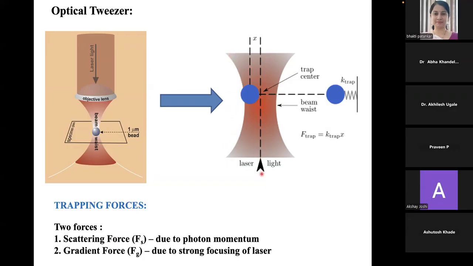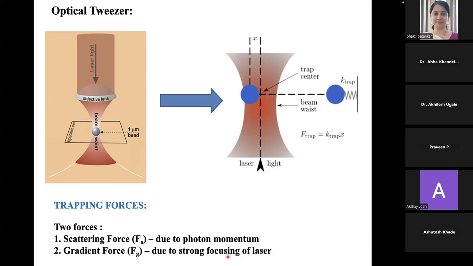So here, this arrow shows us that the laser light is traveling from the bottom of the screen to the top of the screen, right? Like that. So the scattering force will be along that direction, bottom of the screen to top of the screen. Okay. So now, because of the strong focusing of the laser, you have something called the gradient force. The gradient force is going to act like a spring. It is going to bring the bead back to the center of the spot. Okay, so that is really the job of the gradient force.